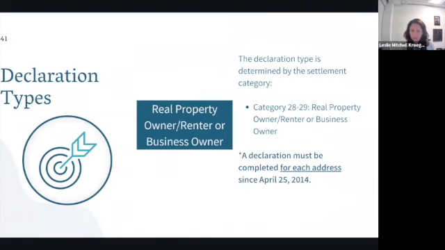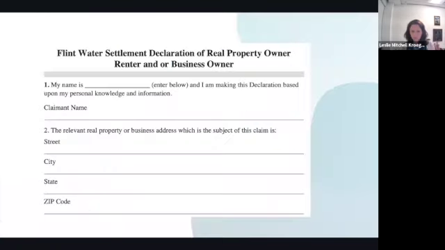Okay, let's keep going. All right, the next one, if you're in category 28 or 29, real property. This is what the form looks like. This is how it starts. Again, the same, my name is, you put your name in. What property are we talking about?